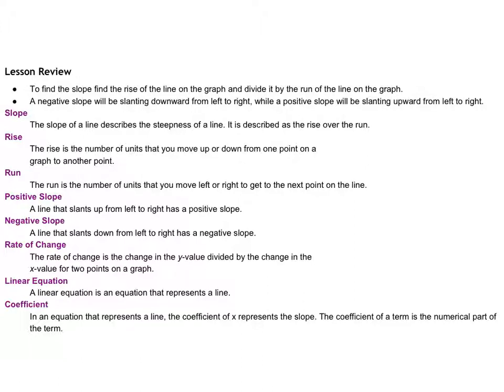A line that slants up from left to right is a positive slope. A line that slants down from left to right has a negative slope. The rate of change is the change in the y value divided by the change in the x value for 2 points on a graph. A linear equation is an equation that represents a line. In an equation that represents a line, the coefficient of x represents the slope. The coefficient of a term is the numerical part of the term.